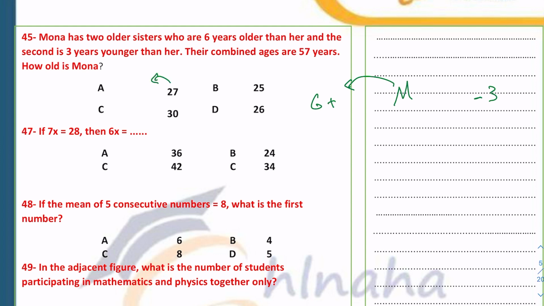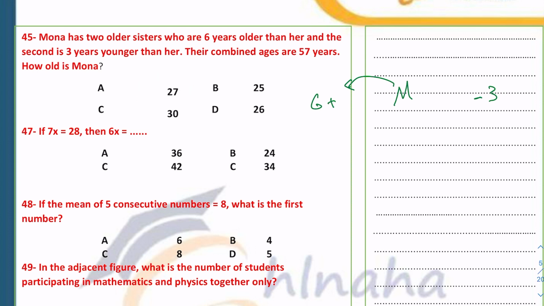How can we use the choices? I will add 6 here. 6 and 27 will be 33. And I can subtract 3, it will be 24. Now add all of them. 33 and 27 will be 60. And 24, it will be 84. It cannot be. This is not correct.